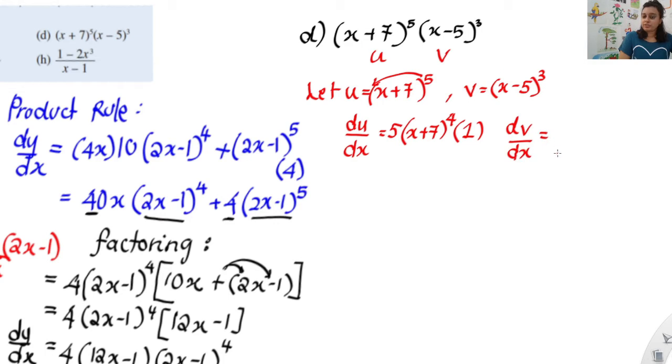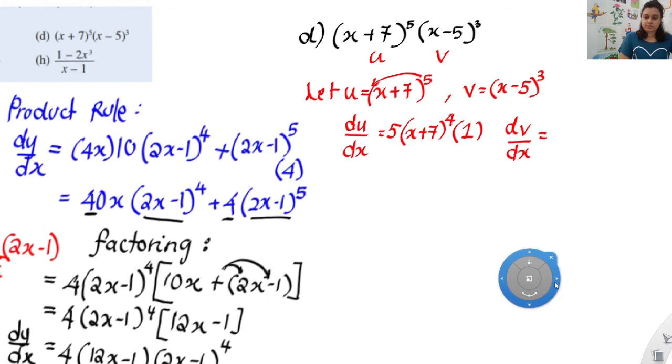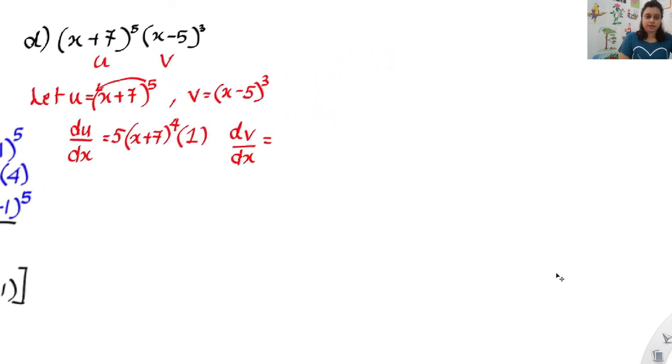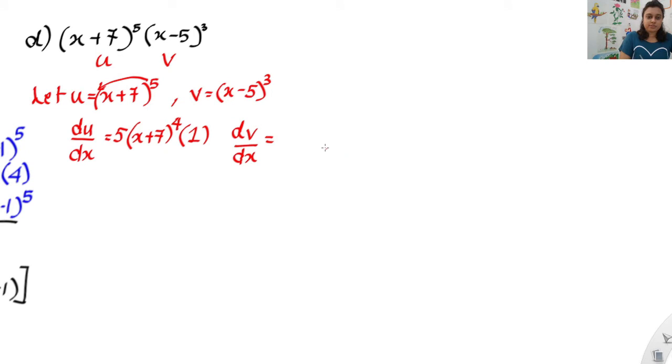Now differentiate dv dx. Wait, let me just push this so that you can see. So when you differentiate dv dx, bring the 3 in front. So you will get 3. Then copy back whatever inside the bracket. Power will become lesser by 1. Then differentiate inside here, differentiate x minus 5. So you will get 1 also, because you differentiate the x only. Done. So far, so good.